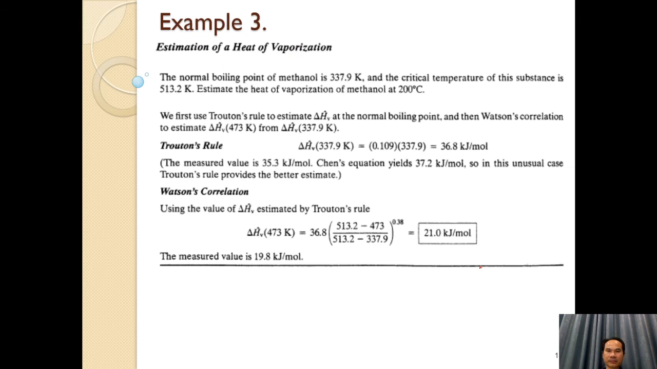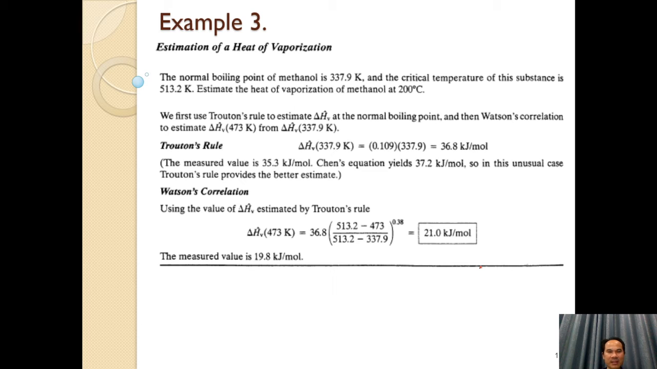Yes. For example, we have the normal boiling point of methanol is 337.9 Kelvin, and you know the critical temperature of the substance is about 513.2 Kelvin. Please estimate the heat of vaporization at 200 degrees Celsius. In this case, the first step is to estimate the delta SV at 337.9 Kelvin first, and then you use that to estimate at the other temperature.